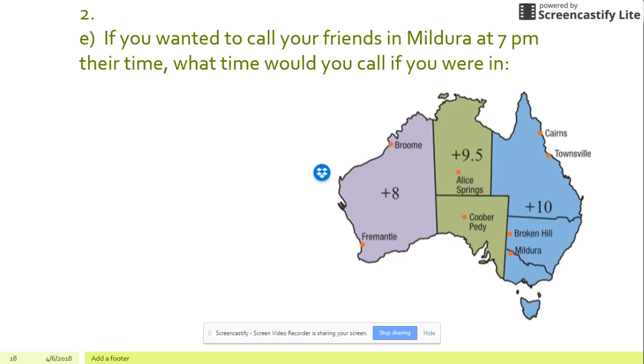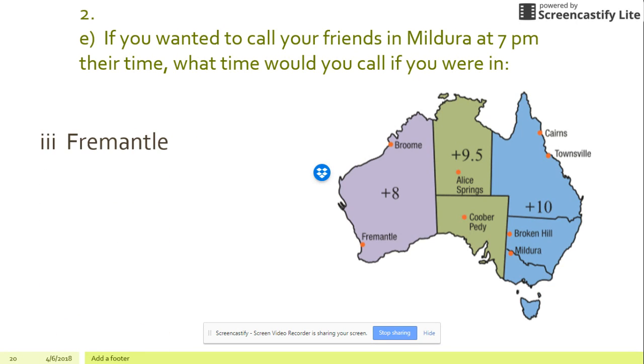You wanted to call your friends in Mildura, so Mildura's over here, at 7 o'clock. You wanted the phone to ring at their house at 7 o'clock. What time would you call if you were in Sydney? If you're in Sydney, which is here, you would phone them at 7 p.m. because you're in the same time zone. If you were in Coopapedi and you wanted the phone to ring at 7, you're half an hour behind them, so you would make sure that you rang at 6:30. Well done.